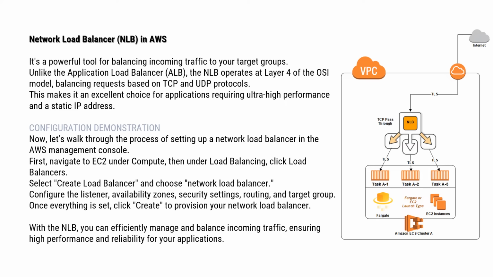Now let's walk through the process of setting up a Network Load Balancer in the AWS Management Console. First, navigate to EC2 under Compute, then under Load Balancing, click Load Balancers, select Create Load Balancer and choose Network Load Balancer. Configure the listener, availability zones, security settings, routing, and target group. Once everything's set, click Create to provision your Network Load Balancer. With the NLB, you can efficiently manage and balance incoming traffic, ensuring high performance and reliability for your applications.